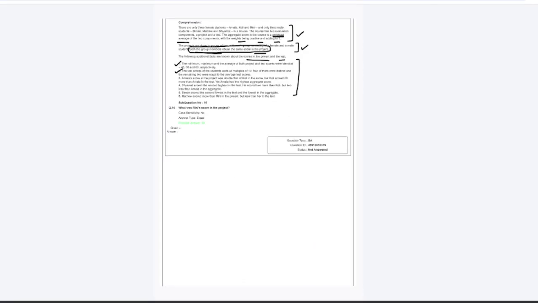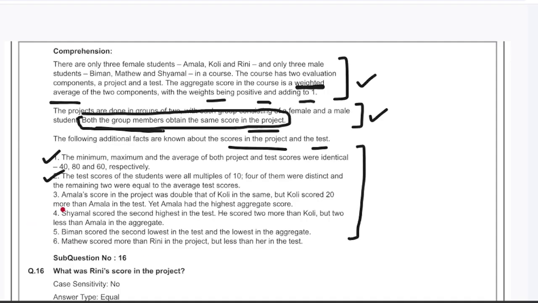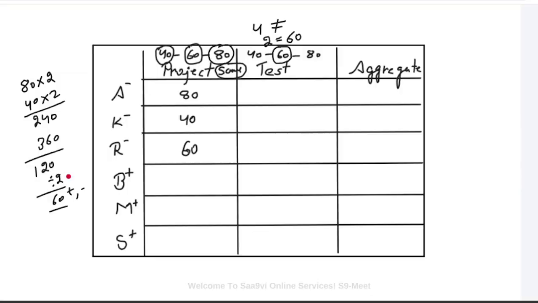Let's go for the next line. Every line gives a hint, so just keep on doing it. But Koli scored 20 more than Amala in the test. So Koli scored 20 more than Amala. So in the test, if Amala got X, then Koli got X plus 20.